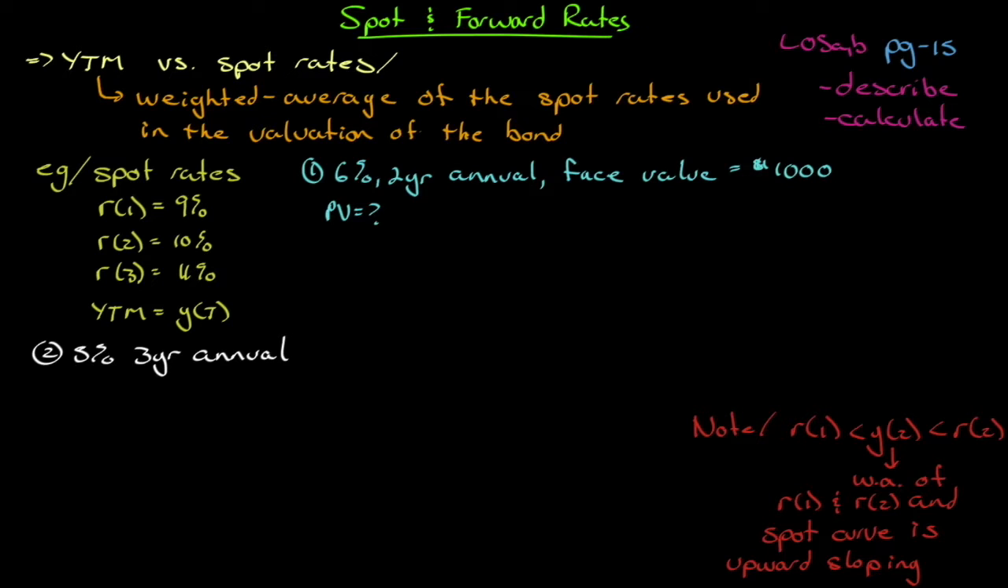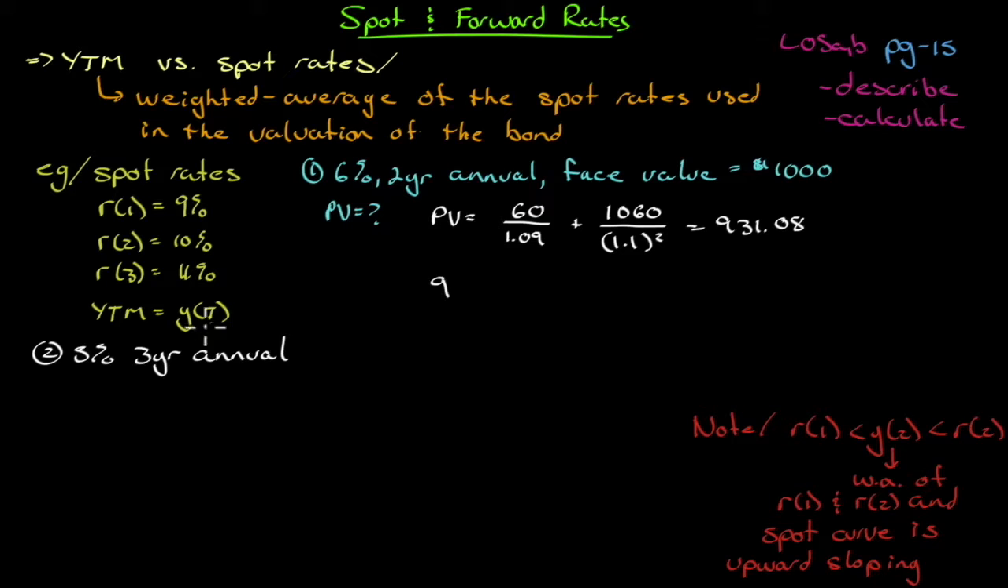Well, what we have to do is find the present value. Present value will equal, our first payment is 60. And when do we get that? In 1 year. We'll discount that by the 1-year spot rate, 1.09. Then in 2 years, we'll get the face value plus our 60, and we'll discount that by the 2-year spot rate of 1.1 squared, and we will get 931.08. So the present value of this bond is 931.08.